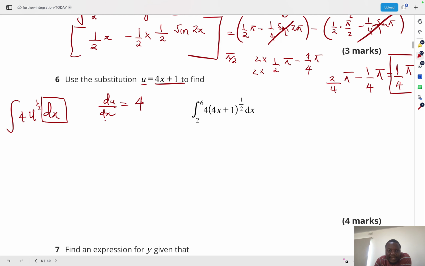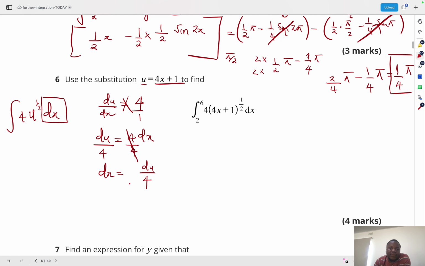Then we make dx the subject of the formula in terms of du, so that we can replace it where there is dx. That's how it goes. You do that to get du equal to 4 dx. Now if you look at this, we want to make dx the subject. We divide by 4, which means that dx is equal to du over 4.